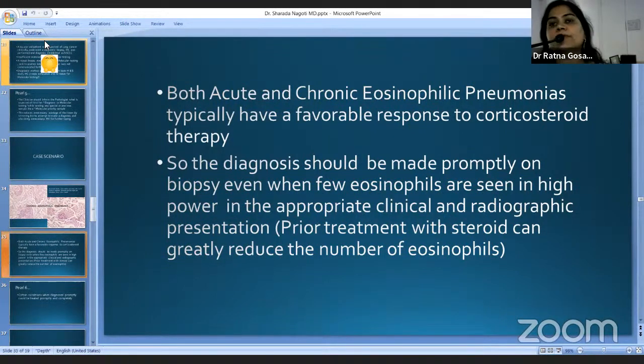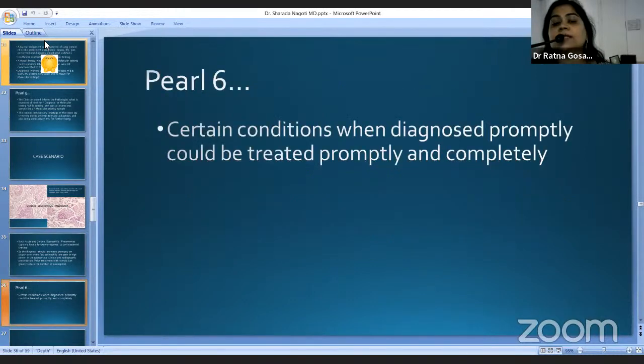Even if you find few eosinophils in the biopsy, then sign out the case as eosinophilic pneumonia, because these patients will benefit from corticosteroids. So the pearl in this case is that certain conditions, if diagnosed promptly, can be treated promptly and completely. So never misdiagnose such cases.